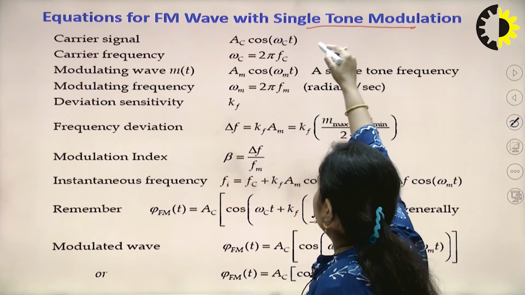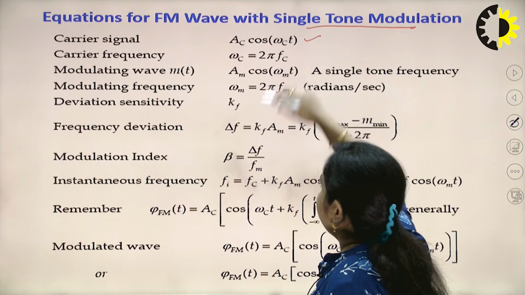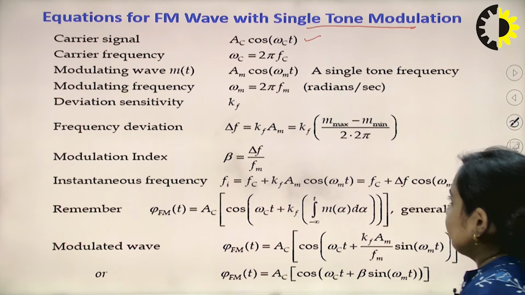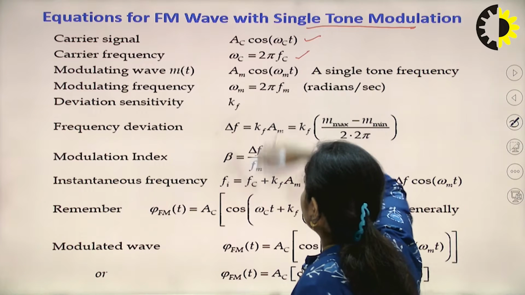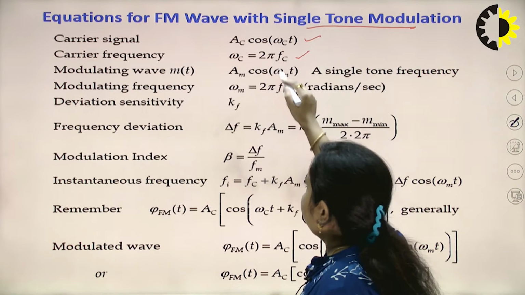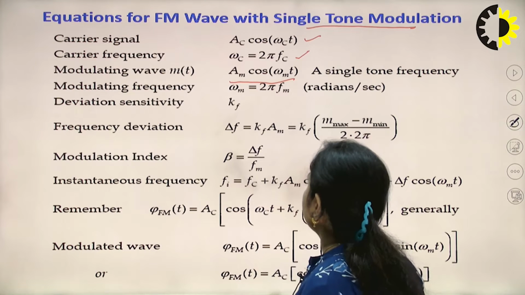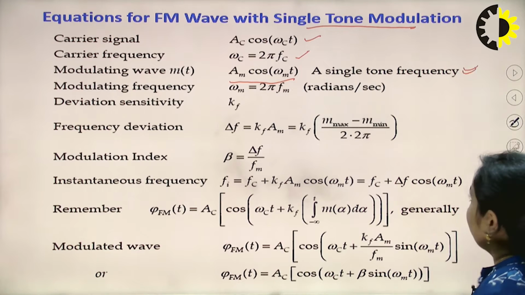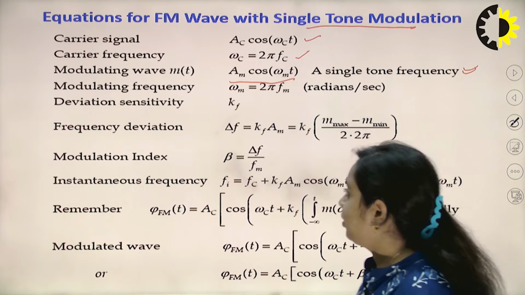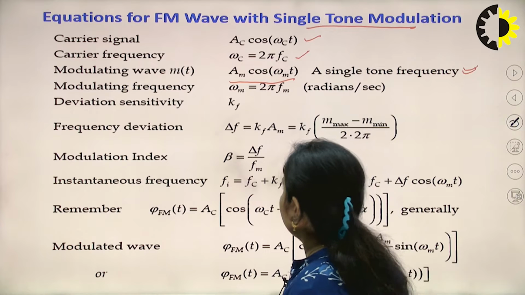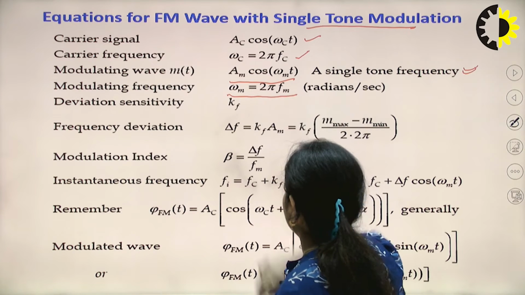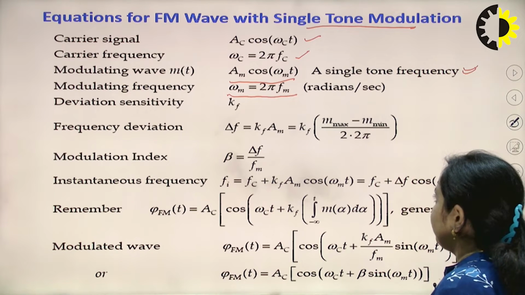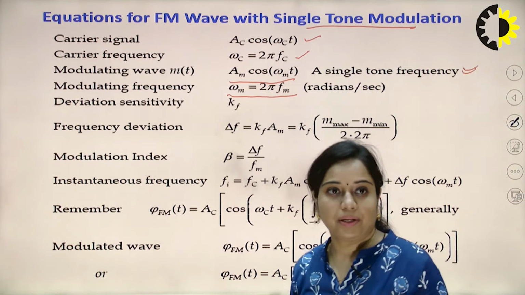Now this is the carrier signal, that can be shown by this equation, that is Ac cos omega ct, where carrier frequency is given by omega c is equal to 2 pi fc. Then the modulating wave is given by this equation, that is Am cos omega mt. So this is the single tone frequency. Single tone frequency means only one frequency component is present. Next is the modulating frequency, that will be given by omega m is equal to 2 pi fm, and that can be written as radians per second. So that will be the unit of omega m.